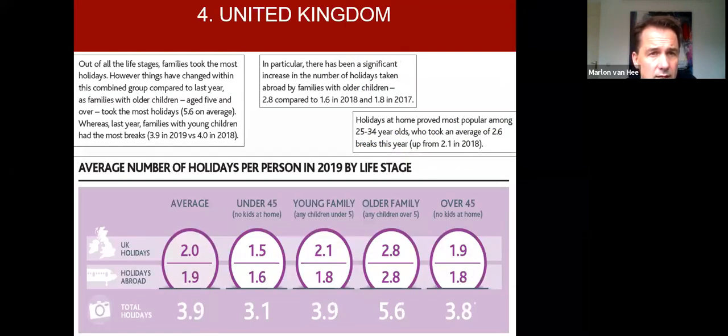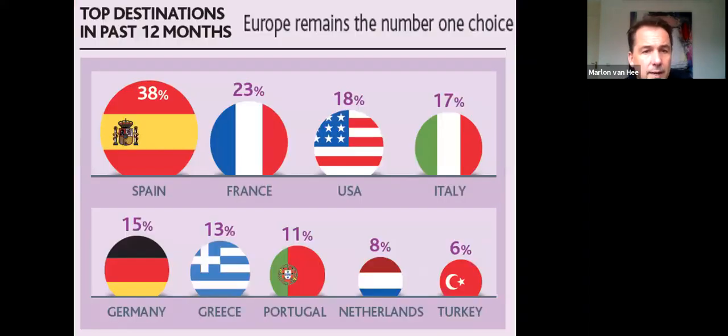Families in the UK took the most holidays. This is what you see here. Families with young children especially had the most breaks, 3.9 in 2019. And what else do we see here? Holidays at home are still most popular, but people also travel abroad, of course. So let's see where they travel. Spain is still the biggest country for outbound travel by the Britons, followed by France, then USA, Italy, Germany, Greece, Portugal, Netherlands, and Turkey.